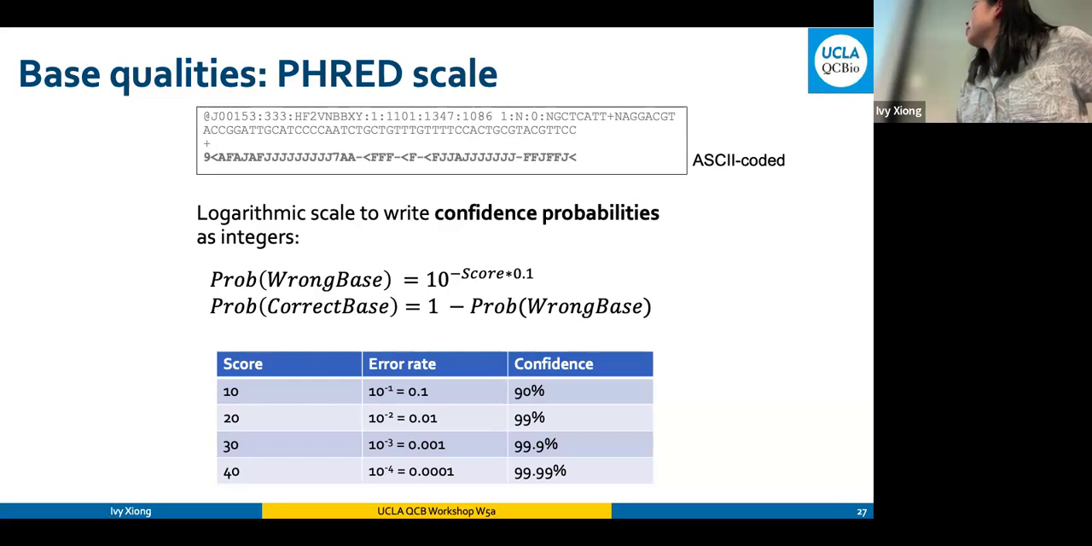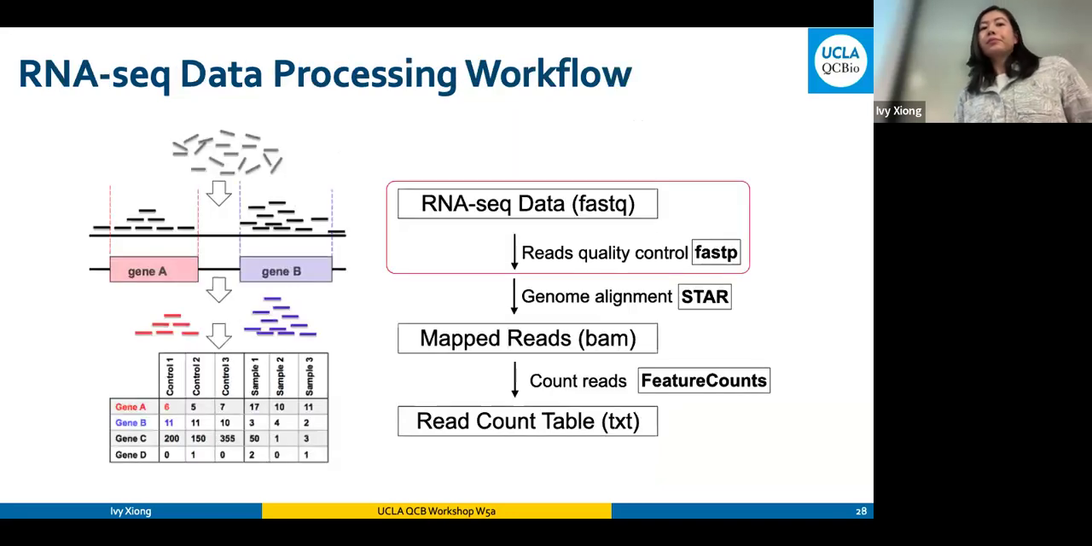So for example, a score over 10 will be a rate of 0.1. So that's like I'm 90% confident about how good this base call is. And then we are typically looking at 20. So that's about 99% confidence. Of course, you can go on and be more stringent, but we are going to try the score cutoff of 20, which is a 99% confidence for the base call.